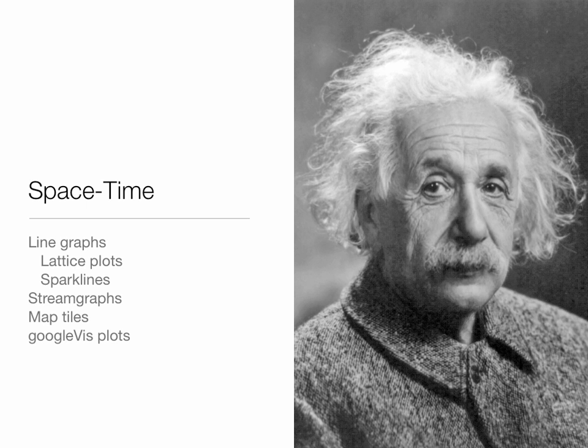There are a few different techniques that you can use for analyzing what are called in political science time series cross-sectional data. We can look at line graphs and spark lines from the lattice package, and that's what we'll do in this video. In the next video, we'll talk about stream graphs, map tiles, and Google Viz plots.